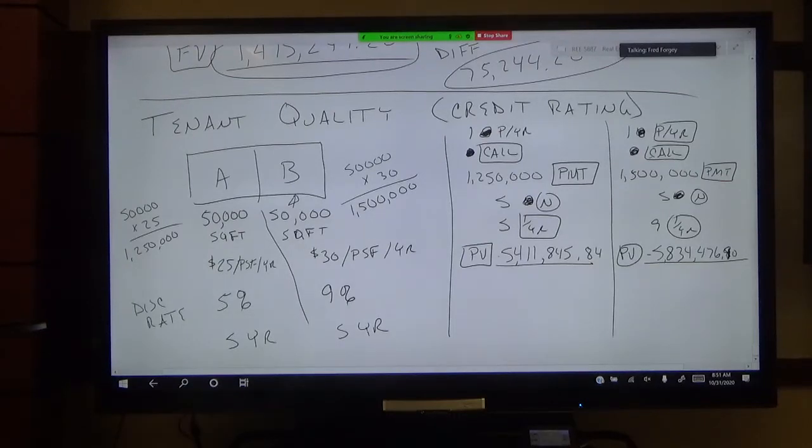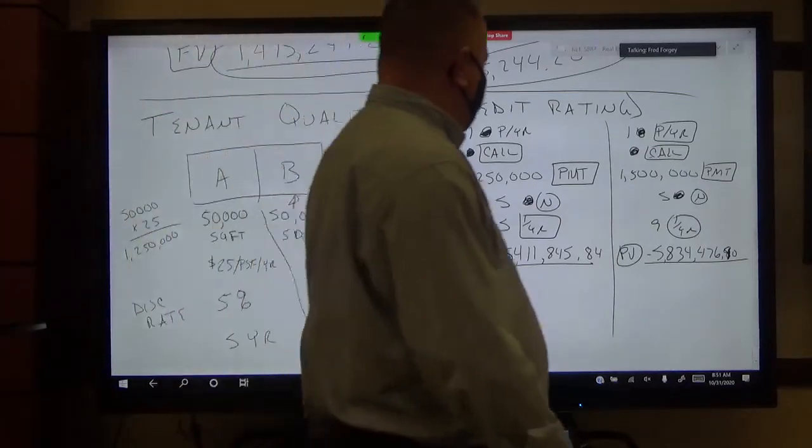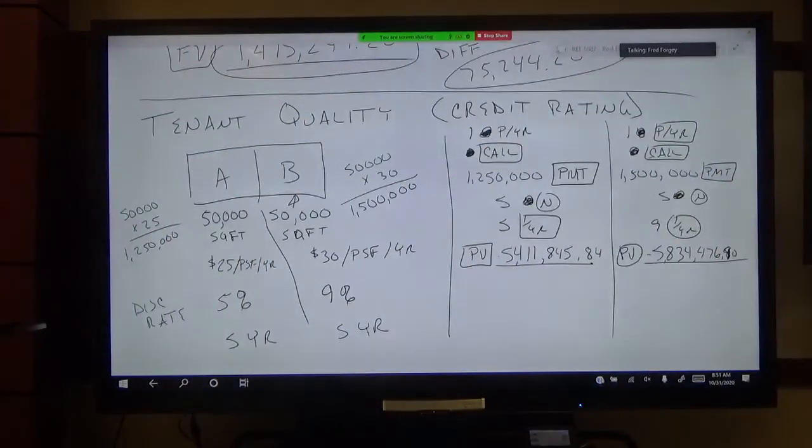Okay, so what do we discover here? Which tenant would we prefer to have if we had to choose between the two?